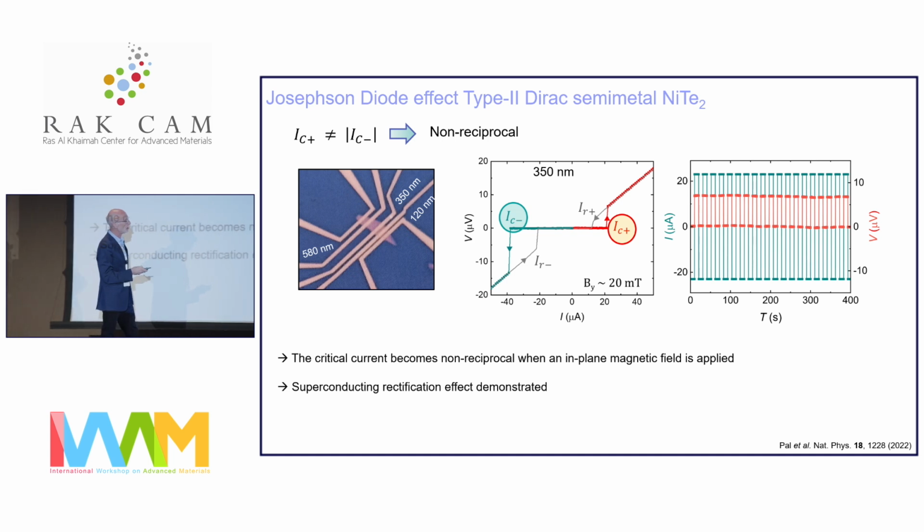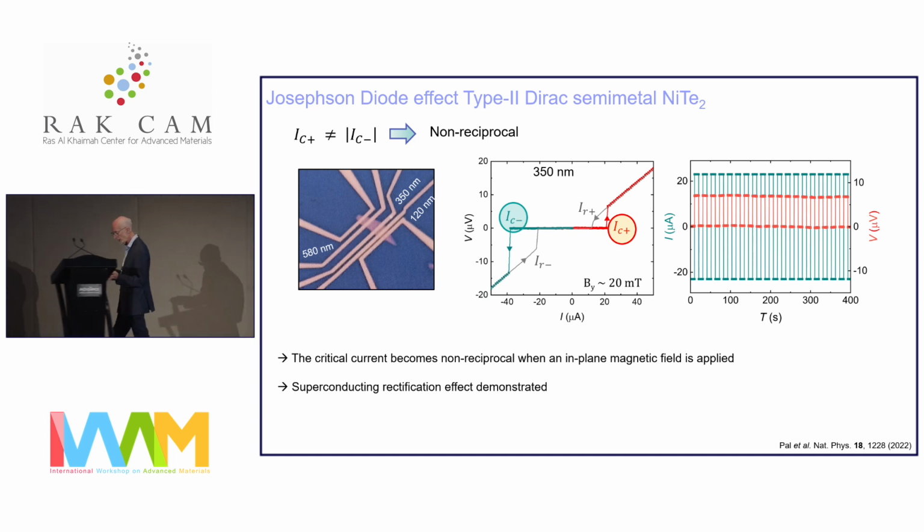And what does that mean? That means if we choose a current in between these two values, and we change the current direction, the voltage between those two electrodes will be 0 in one direction, but it'll be resistive in the other direction. So this was the first observation of a Josephson diode effect.